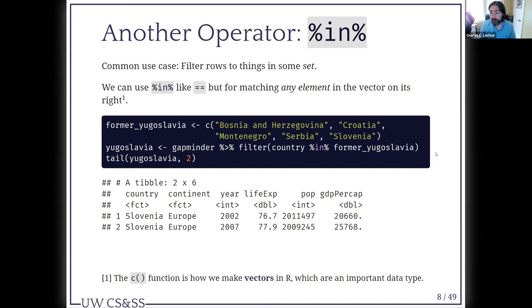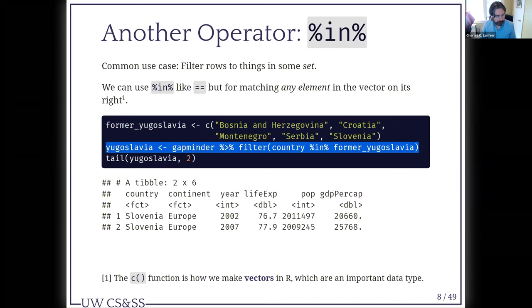Yes, so in chat there, why can't you just do filter former Yugoslavia? Filter requires a logical statement, something that returns trues and falses. If I just put former Yugoslavia, it's just a bunch of text. It doesn't know how to convert that into what I want to keep and what I want to drop. It actually needs to say, what we're looking for is when the country variable is in former Yugoslavia.